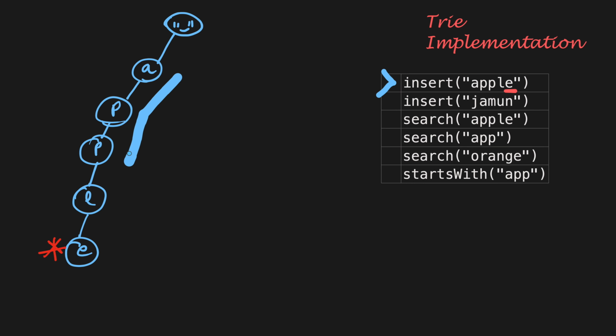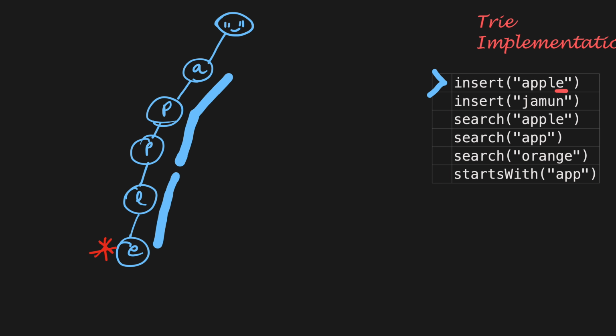After inserting the word apple, the node for P doesn't have this marker set. While if we have to search for the word apple, we can see that the flag on the node E is set, and hence we know that the word apple exists in the trie. So using this flag, we separate prefixes from the actual words.